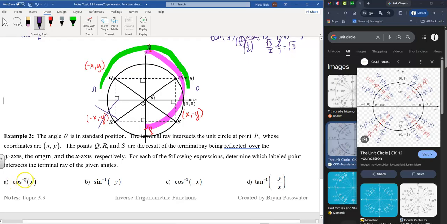If I do inverse cosine of x, that's saying where does cosine equal x? So cosine right here means I'm already only looking at 0 to pi. And I'm looking at cosine being my x coordinate. That is right here, so that would be point P.